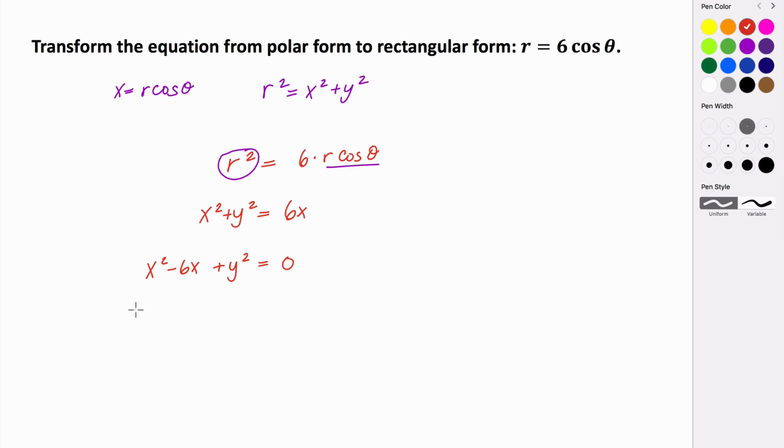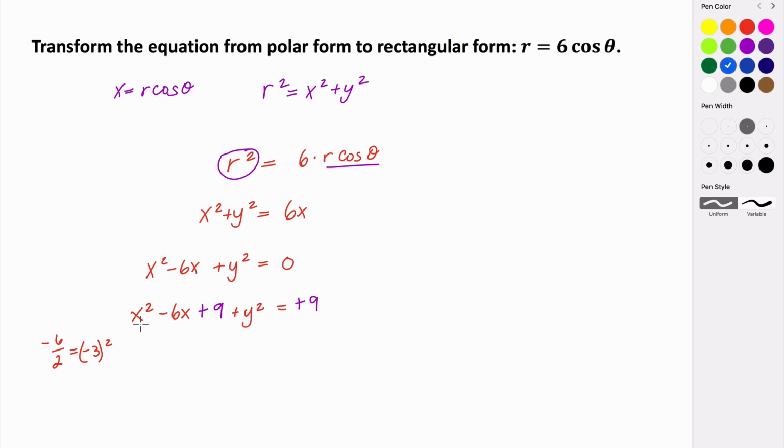So remember to complete the square, so we have x squared minus 6x. So to complete the square, we take the value here of negative 6 divided by 2. So negative 6 divided by 2, that's negative 3, and we square it. So squared, that's positive 9. So we're going to add 9 to this side. But remember, anything you add to one side of an equation must also be added to the other side of the equation. And then we have plus y squared here.